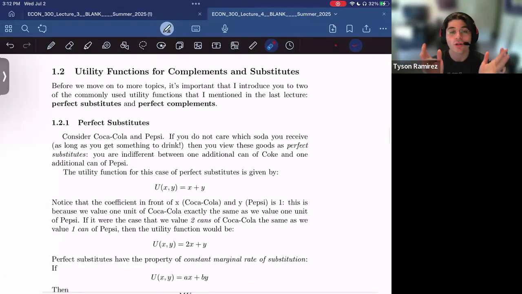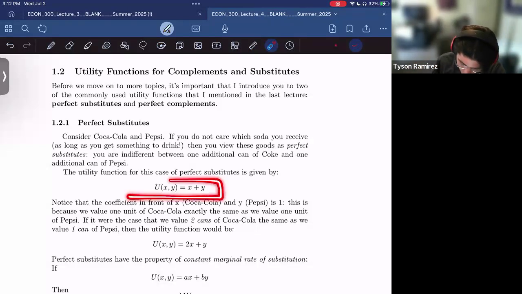Consider Coca-Cola and Pepsi. For the most part, unless you're a brand fanboy, you don't really care which soda you get as long as you're getting something to drink. So if these are one-for-one interchangeable, then we consider these goods perfect substitutes. I can substitute one Coca-Cola for one Pepsi. It doesn't matter to me. It gives me the same utility. How do we represent this in a utility function? It's the simplest possible one.